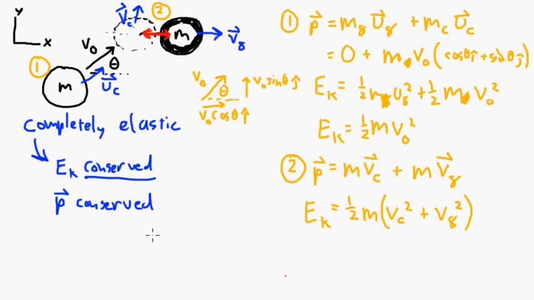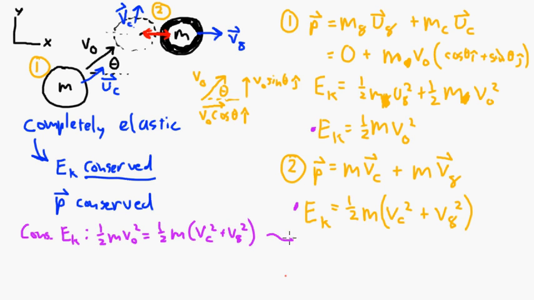Let's look at where conservation of kinetic energy, which we have because it's a perfectly elastic collision, takes us. So we get 1/2 m v naught squared equals 1/2 m times Vc squared plus V8 squared. And we can cancel the 1/2 m from both terms. What we get is v naught squared equals Vc squared plus V8 squared. So that's where our first equation takes us.